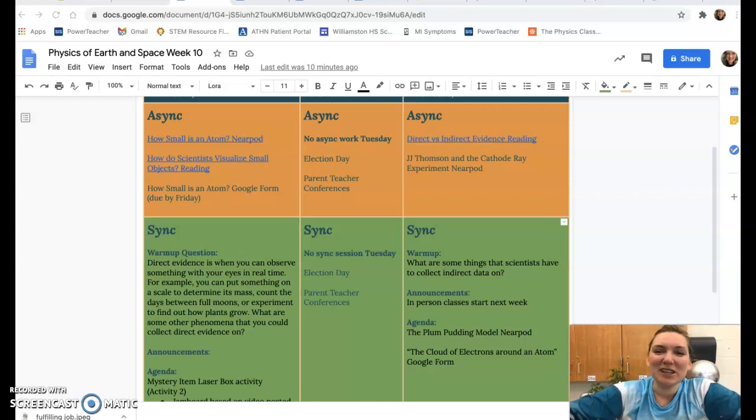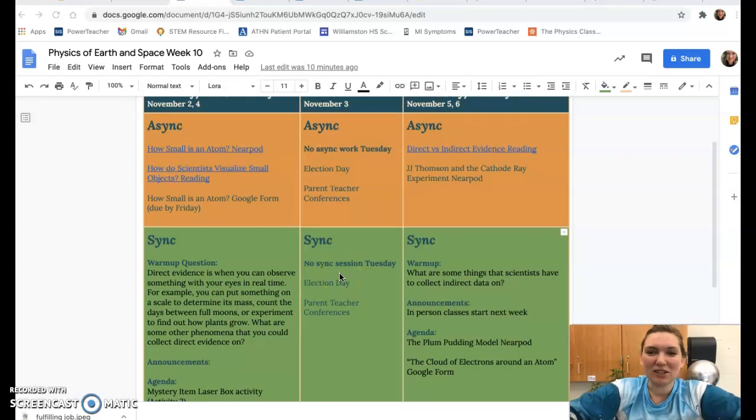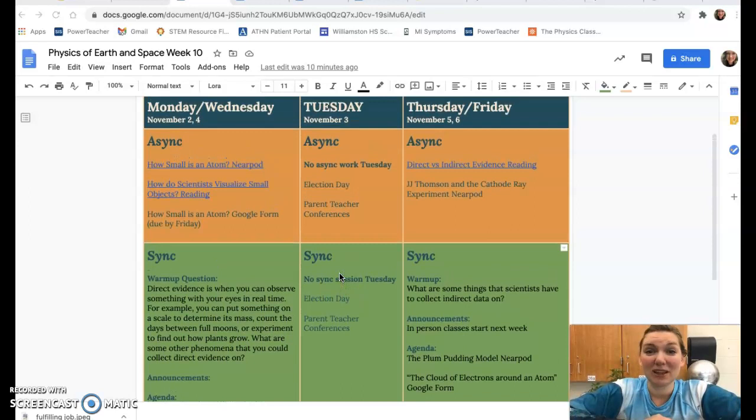So then Thursday and Friday, we're going to start off with a reading about direct versus indirect evidence. Then we're going to talk about J.J. Thomson and the cathode ray experiment. You guys have been hearing a lot about electrons, which are the negative charges in particles, and so you're going to find out what those are and some stuff about them. That's going to blow your mind.